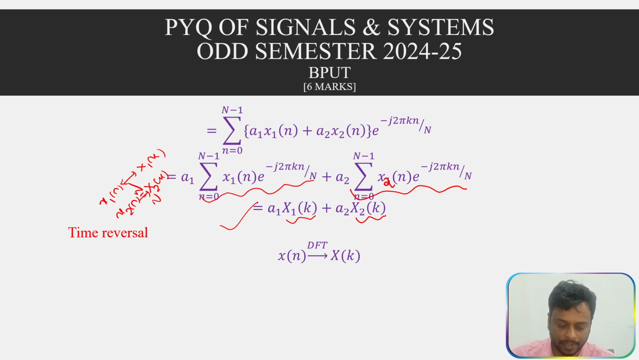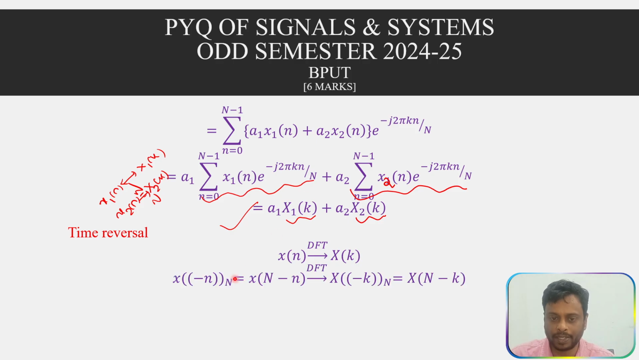Then the time reversal property. So if the DFT of x of n is x of k, then the DFT of x of minus n, this is called modulo N, which equals x of N minus n. This is x of minus k modulo N, so that will be x of N minus k. So let us prove this.